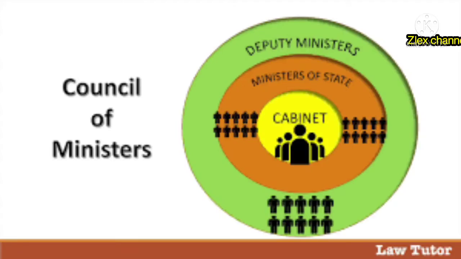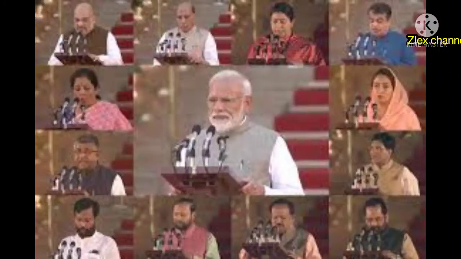Now let's study the Council of Ministers. There is a Council of Ministers headed by the Prime Minister to aid and advise the President in the exercise of his functions. The President acts in accordance with such advice. The Council of Ministers is divided into Cabinet Ministers, Ministers of State, and Deputy Ministers. The Cabinet Ministers hold the highest rank and take important decisions. They head different portfolios or departments of the central government like finance and defense. Ministers of State and Deputy Ministers have to abide by the decisions made by the Cabinet.